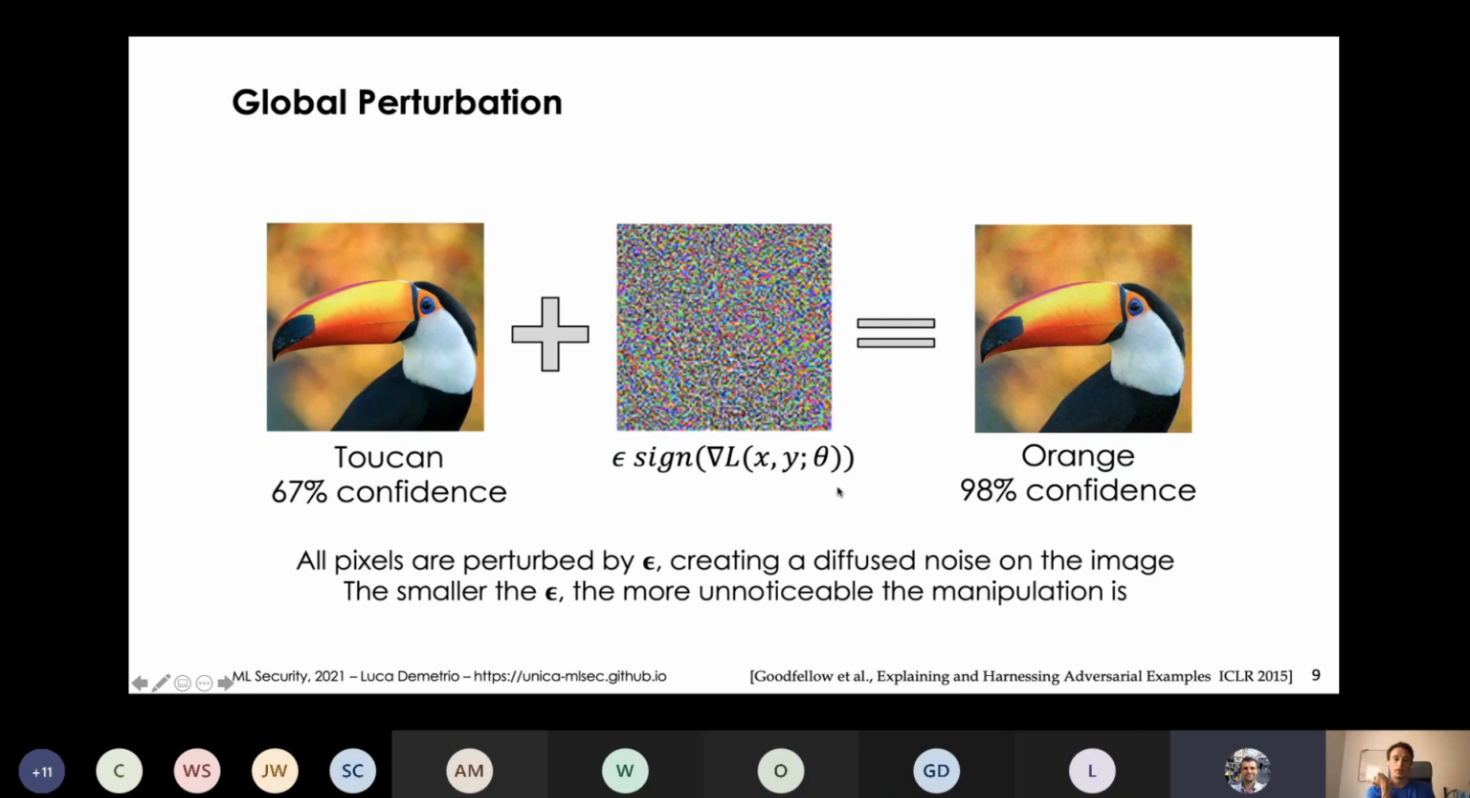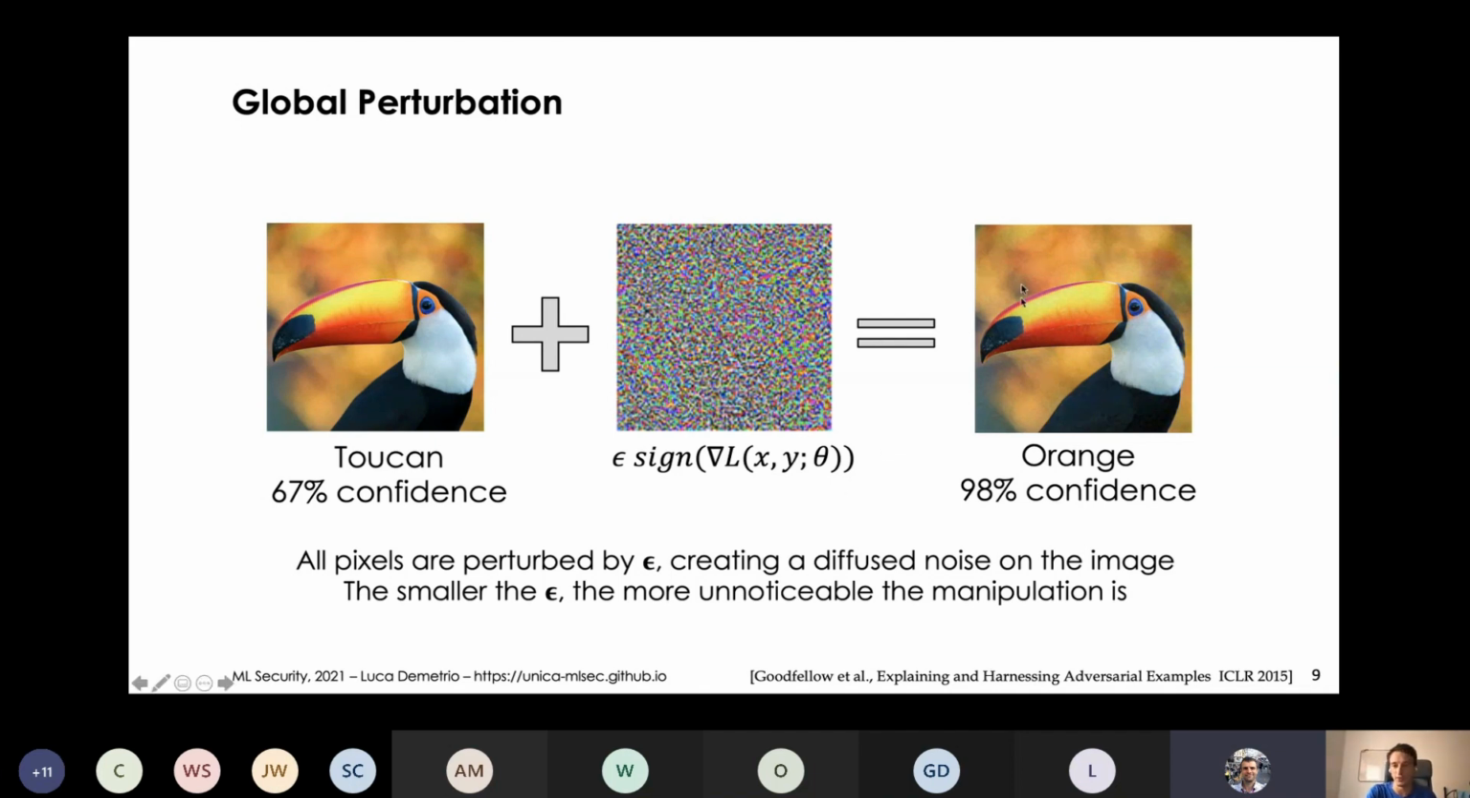So as I was saying before, this is a global perturbation. So think about it: if you have images in the RGB space, and each channel is encoded in 0 to 1, let's say, and you have epsilon 0.5, it means that you are forcing a perturbation of half of the pixel values on all of the pixels. So this might be a very, very giant manipulation for your image.